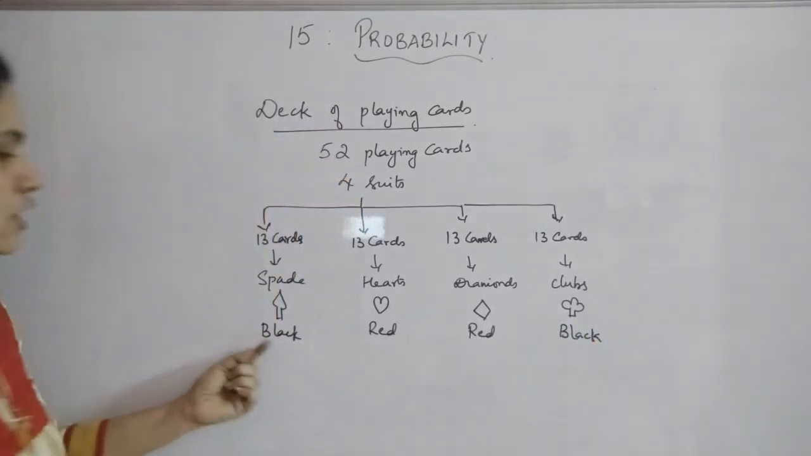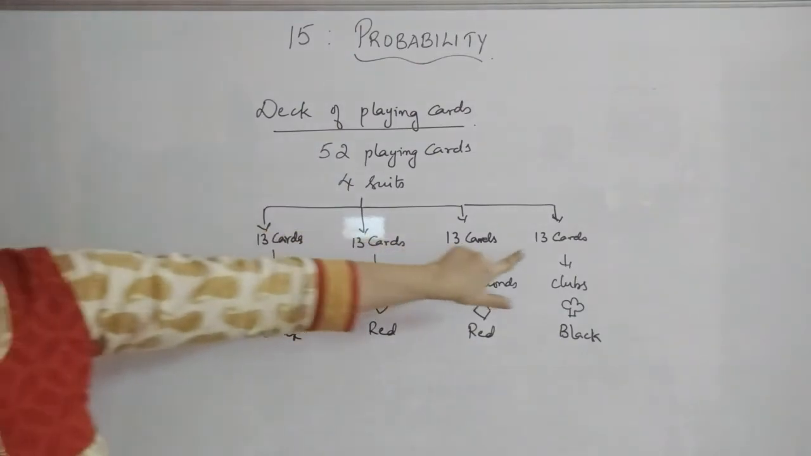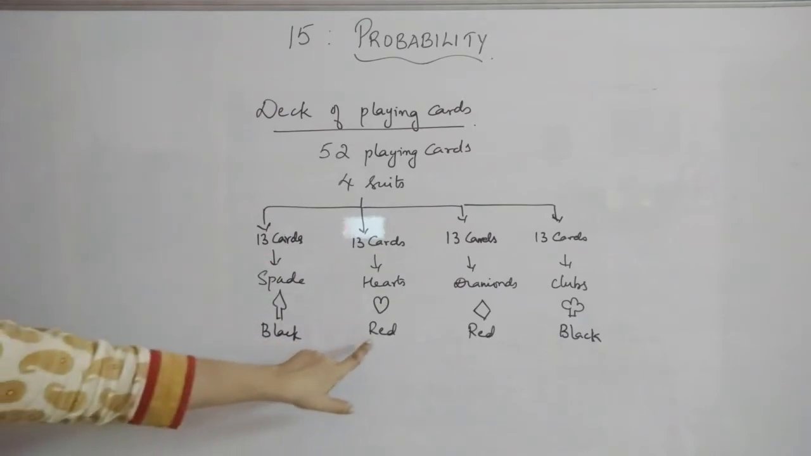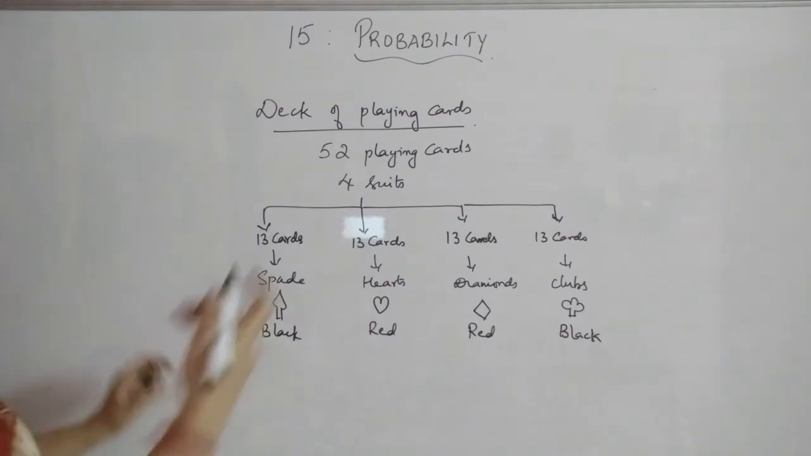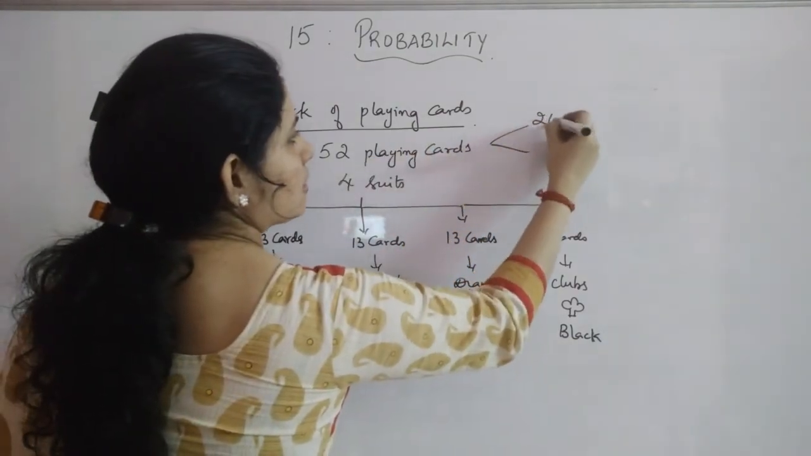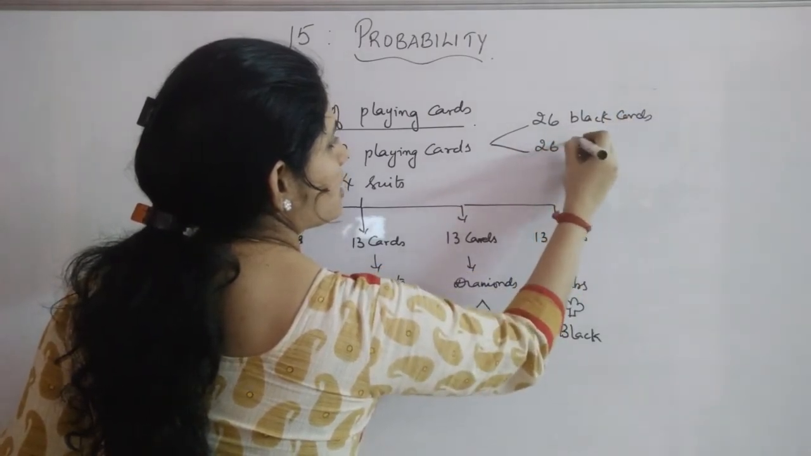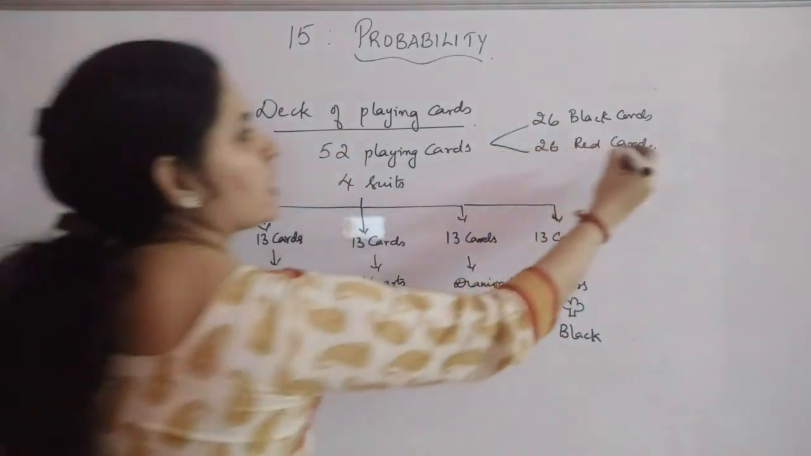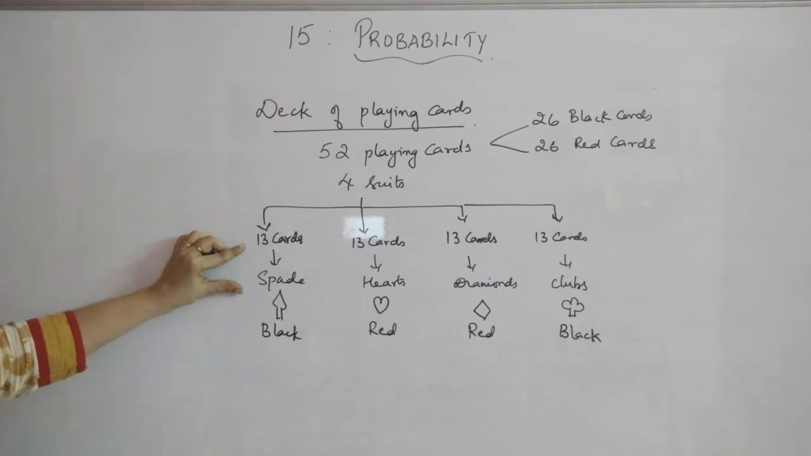So if you see, in total how many black cards do you have? 13 plus 13, that is 26 black cards. And red cards, again 13 plus 13, 26 red cards. 26 black cards and 26 red cards.